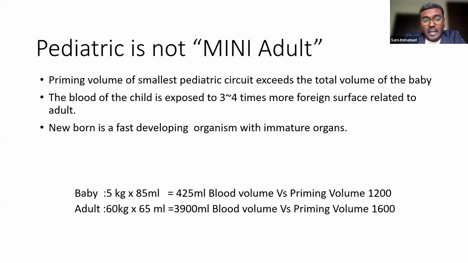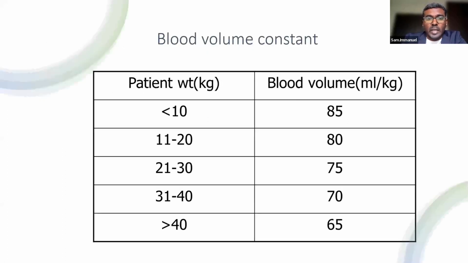Whereas in an adult, take the example of a 60 kg patient with a blood volume constant of 65, the total blood volume of the patient is almost 4 liters, that is almost 4000 ml, while our priming volume is just 1600, and it can even be brought down by RAP and MAP. So we need to see what the constant is, what the weight of the patient is, and how we are going to calculate and plan it, which plays a very important role.